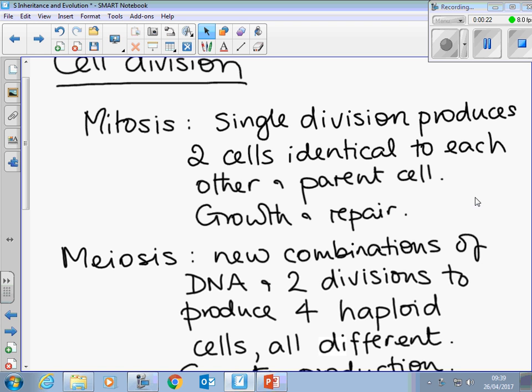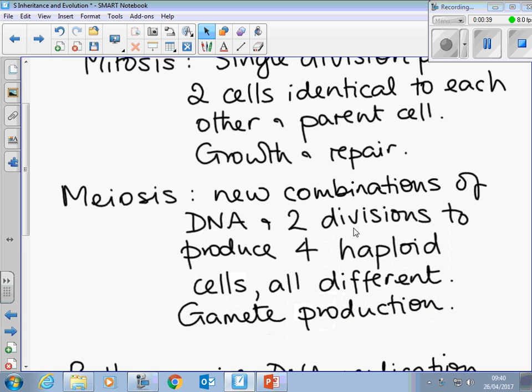So concentrate on that. Now, if you're going to produce two cells that are identical to each other and the parent cell, that means genetically. So we have to copy the DNA first before this all starts. Hence, starting this section with replication of DNA. It happens with meiosis as well, but we'll do that after the break probably.